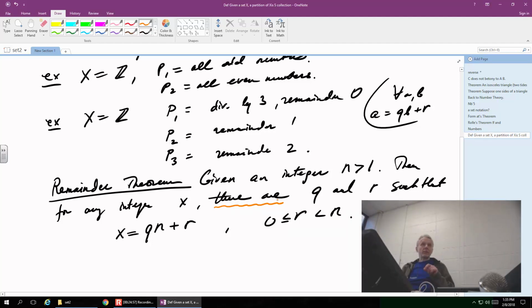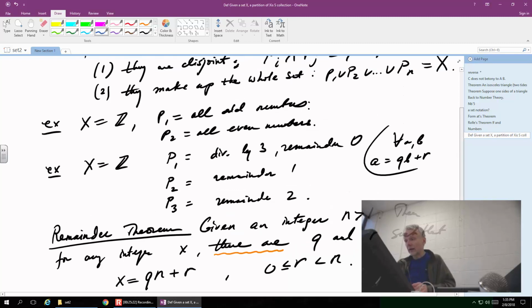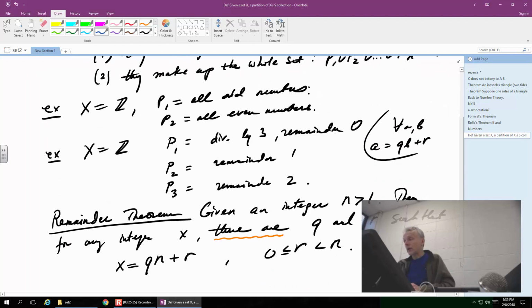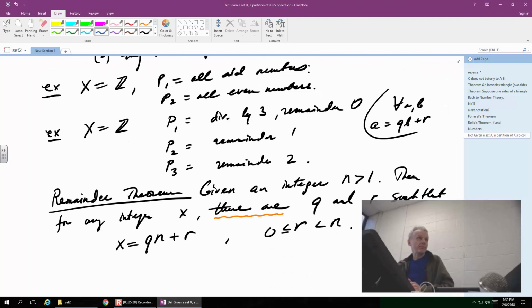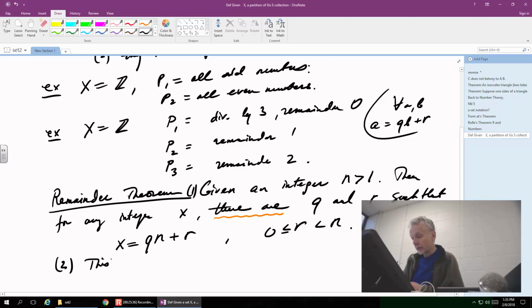This is an existence theorem. There is a representation of x in this manner. Whenever you have an existence theorem, it should be accompanied by a question of what? Uniqueness, right. So why do we care? Everything else is not going to work if that representation is not unique. So that's the second part. The first part is existence, and the second is uniqueness: this representation is unique.